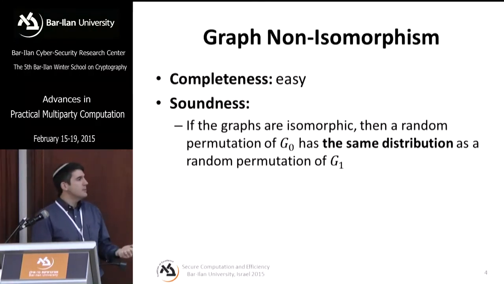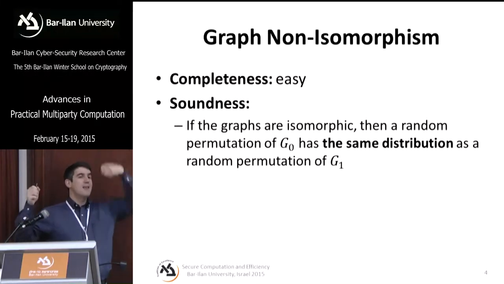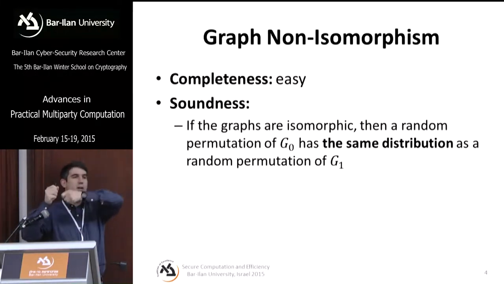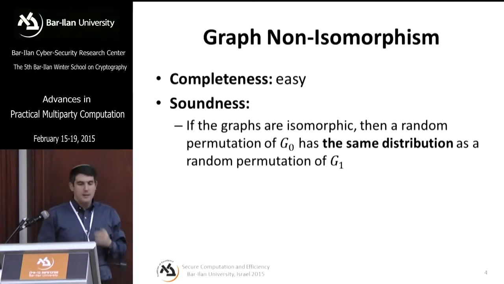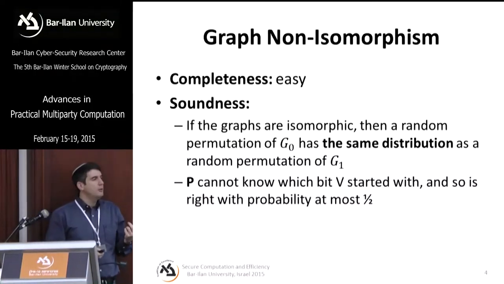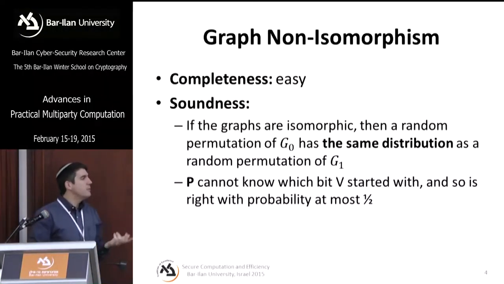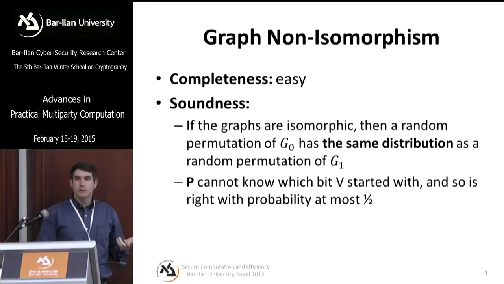If one of the graphs is a permutation of the other graph, then when the verifier sends a permutation of one of them, the prover has no idea which one it started with, because we have two graphs that are isomorphic, and we add another graph that's isomorphic. Even if the verifier generated from this one, there exists a permutation also from that one. So the prover actually has no way of knowing where the verifier started. And then what that means is the prover cannot know which graph the verifier started with with greater than probability 1/2. So with probability 1/2, the prover will be wrong.